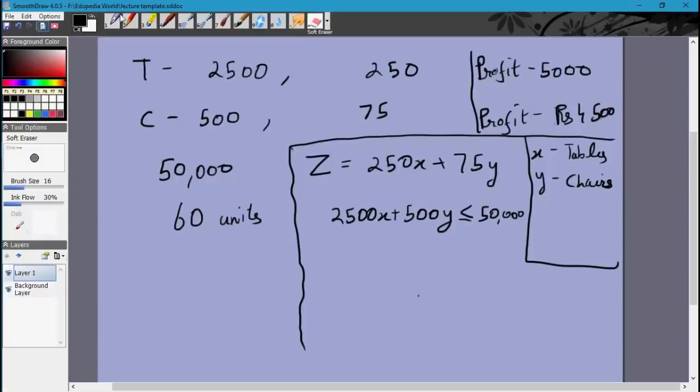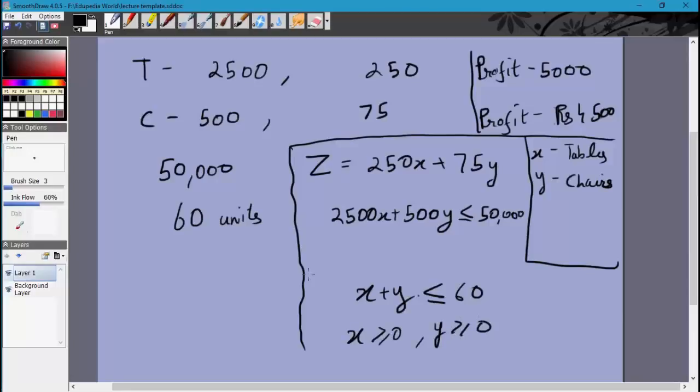I'll not do it now just for the sake of clarity. The other constraint would be you can only have a total of 60 units, which means x plus y has to be less than or equal to 60. And of course there are two obvious constraints, x greater than or equal to 0 and y greater than or equal to 0.